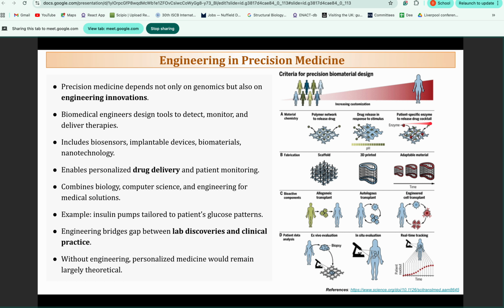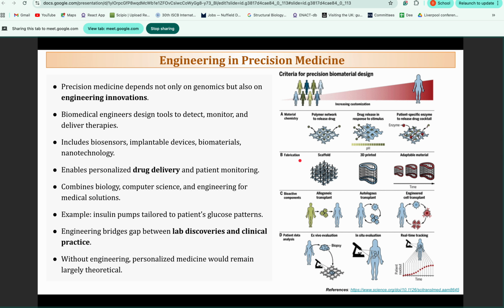Similarly, these things come under material chemistry, where we design these drugs keeping those things in mind. They are patient-specific enzymes to release the drug cocktails, so a combination of drugs can also be administered. Then comes fabrication. For example, if there is a bone injury or some other body part is injured, these 3D biomaterials can act as a scaffold, which can support that particular broken region or broken bone. This comes under fabrication.